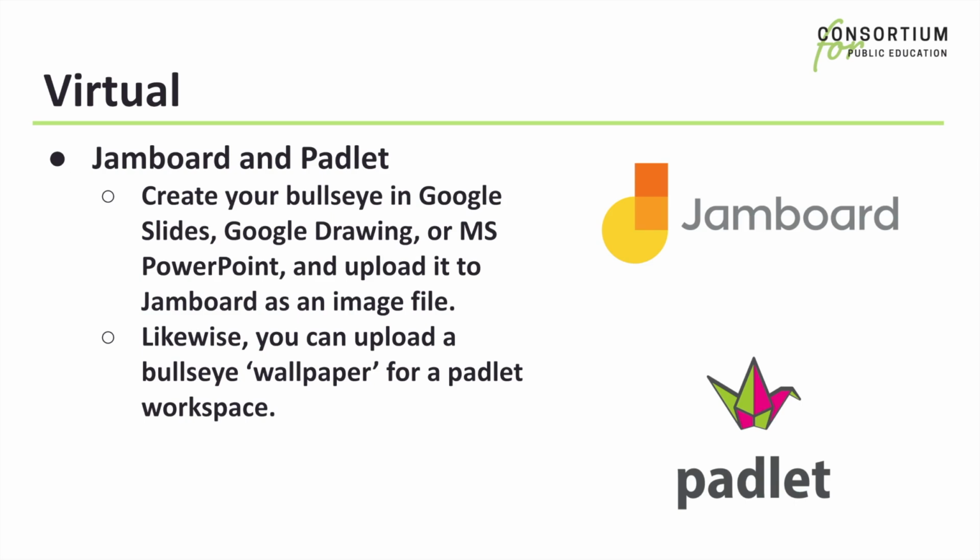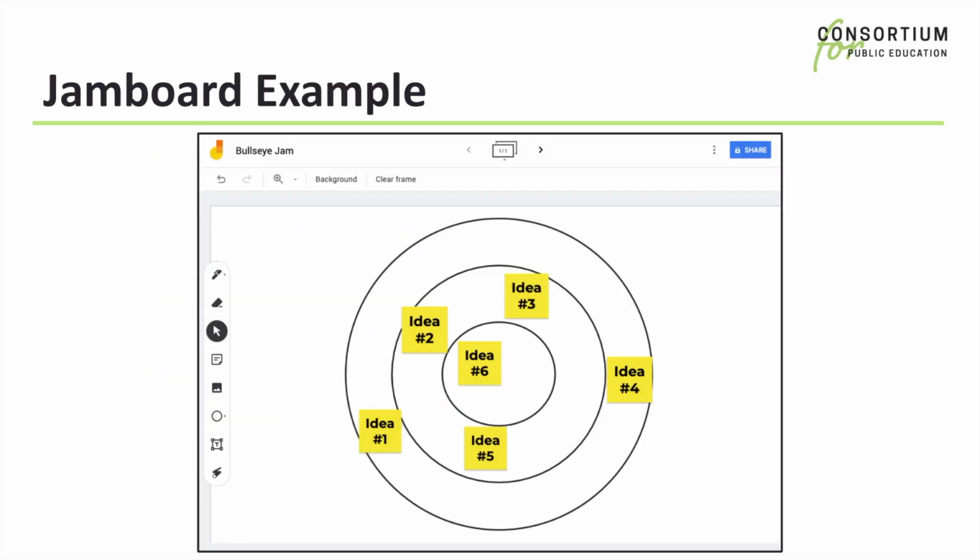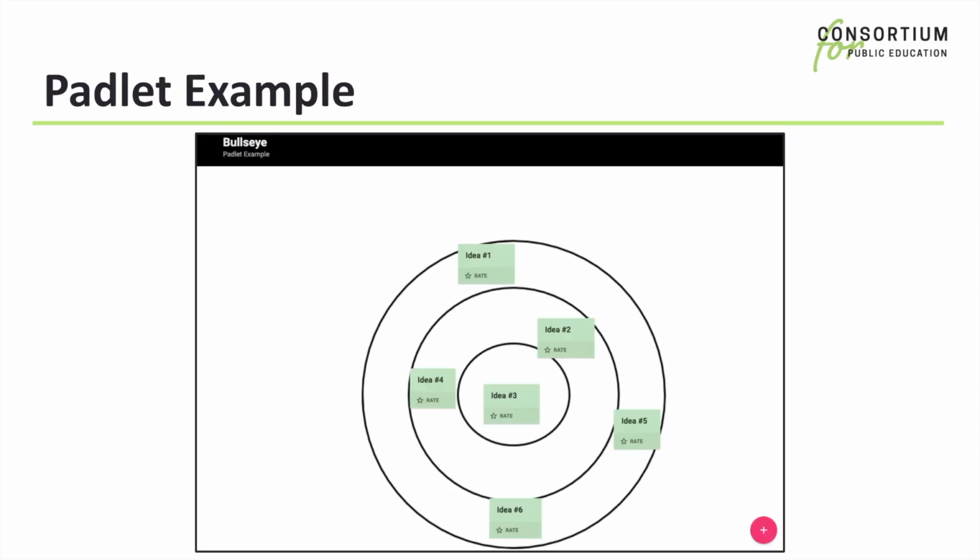You can create your bullseye in Google Slides, Google Drawing, or Microsoft PowerPoint and upload it to Jamboard as an image file. Likewise, you can upload a bullseye wallpaper for a Padlet workspace. Here's an example of a Jamboard using a Bullseye Framework. And here is the bullseye as a wallpaper in Padlet.